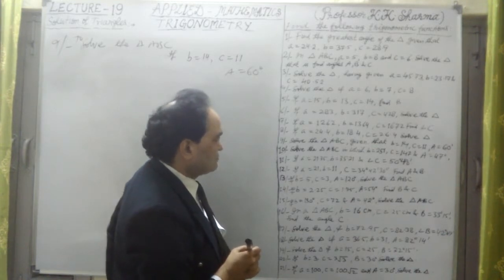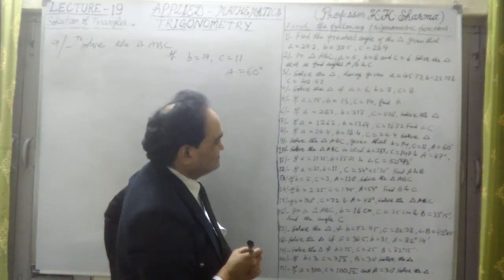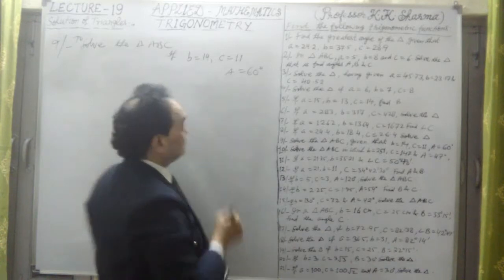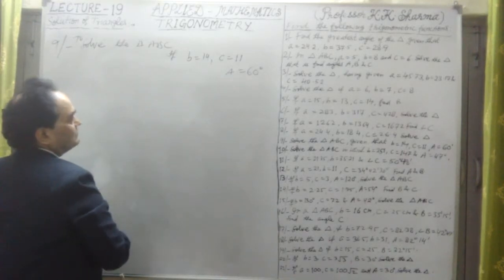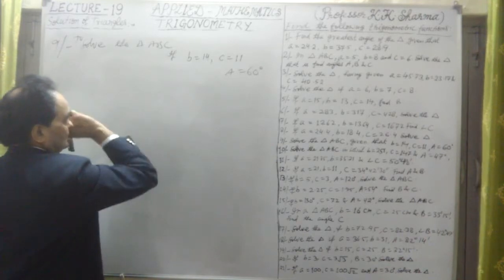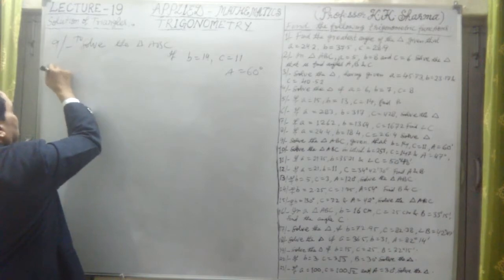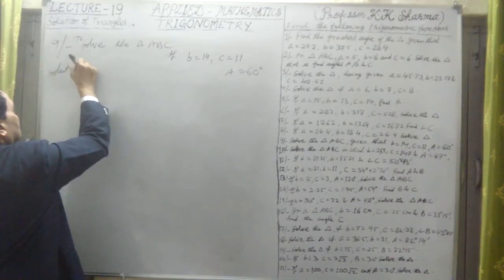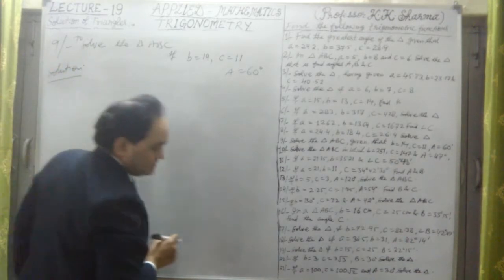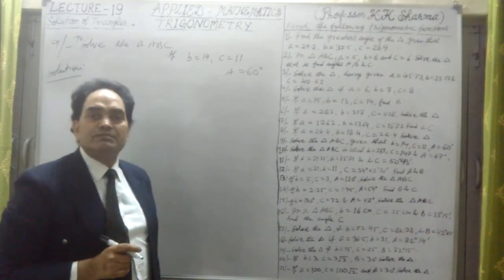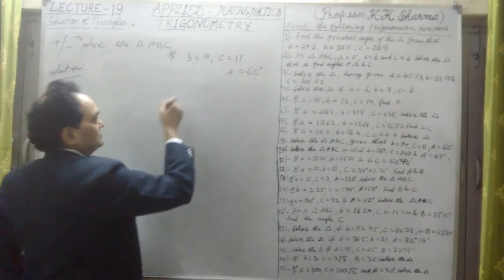Okay, let us now solve it. This is the ninth question. So b and c are given here, so the formula is tan of (B minus C) by 2. Let us take that formula. Now if we are able to find B plus C, we know that it is 180 minus this.